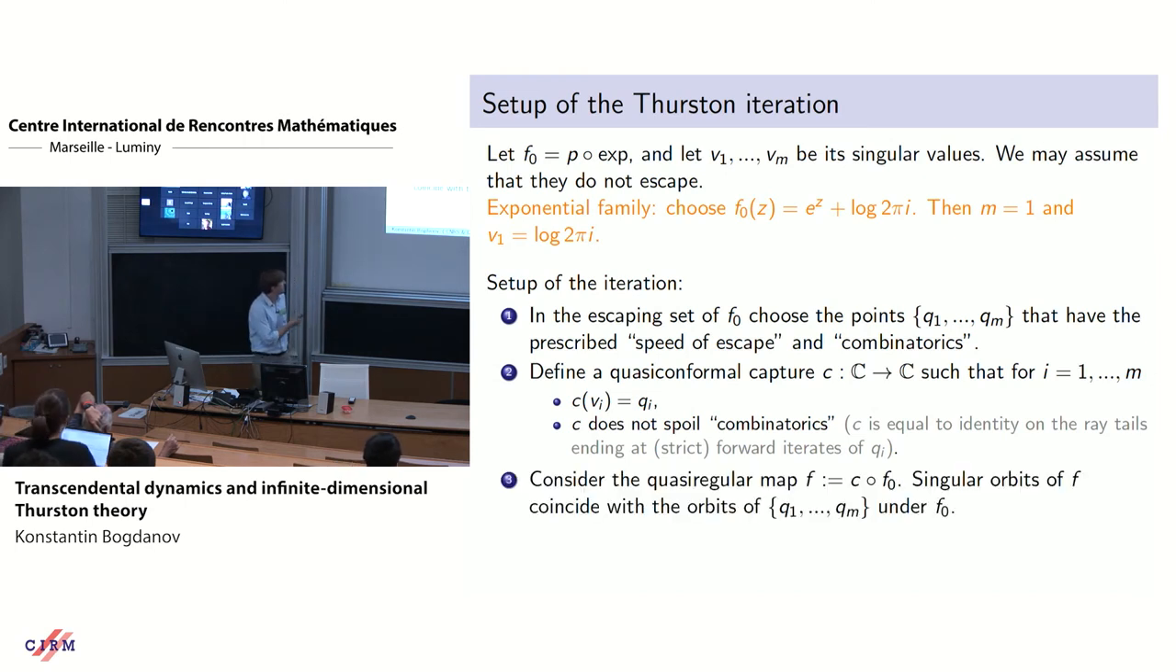Next, we consider the quasi-regular map F, which is a composition of this capture C with F naught. Now this new map F serves exactly as a branched covering which models the desired dynamics of singular values. But the problem, of course, is that it's a quasi-regular map, while in our classification theorem we want it to be entire. This is why we start the Thurston sigma iteration, in order to find a transcendental entire function which is Thurston equivalent to it, that will be the desired function.